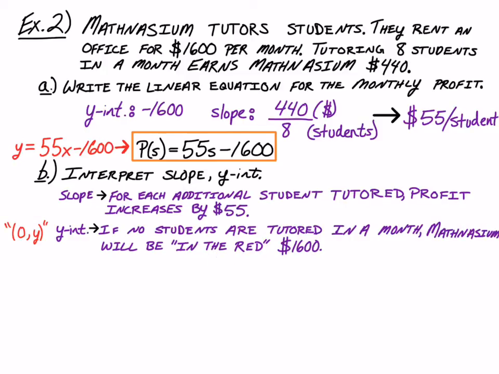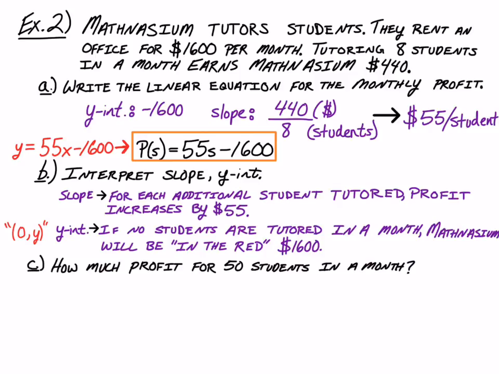In part C, how much profit for 50 students in a month? And that's not as easy as just throwing 50 in and multiplying by 55, right? We got to account for the rent. So when we throw it in, make sure 55 times 50 and then subtract that $1,600 that was the flat fee that they owed to rent the building. So we should be at $1,150 to get 50 students in a month. Hopefully they're tutoring more than that, but for the sake of this problem, that's what they would earn for 50 students in a month.